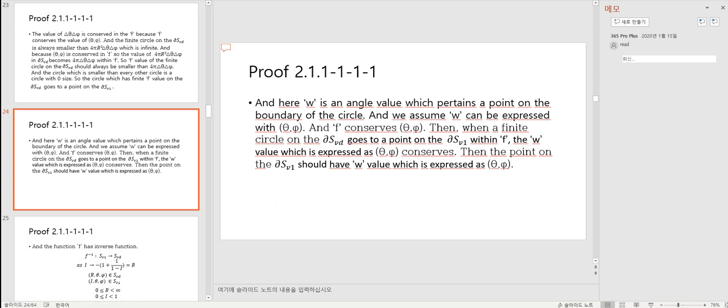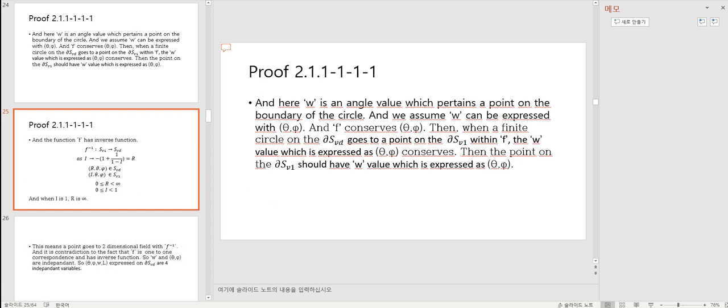And here, omega is an angle value which pertains to a point on the boundary of the circle, and we assume omega can be expressed with zeta psi, and F conserves zeta psi. Then when a final circle on the dsVD goes to a point on dsV1 with an F, the omega value which is expressed as zeta psi conserves. So then the point on the dsV1 should have omega value which is expressed as zeta psi.